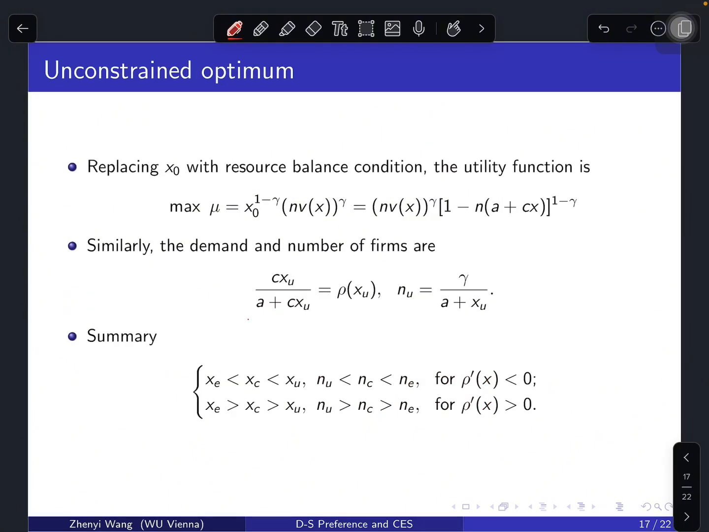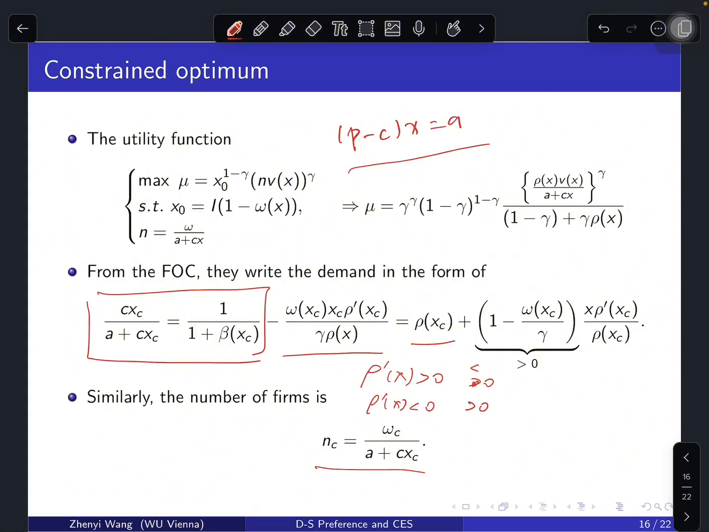Okay, so for the unconstrained optimum, again, similarly, they just replaced x0 with the resource balance condition and replaced the differentiated product y with a function derived from the utility maximization problem. Similarly, the demand and the number of firms are in this form. And here, if you remember, the demand level under the constrained optimum is rho x plus this term.